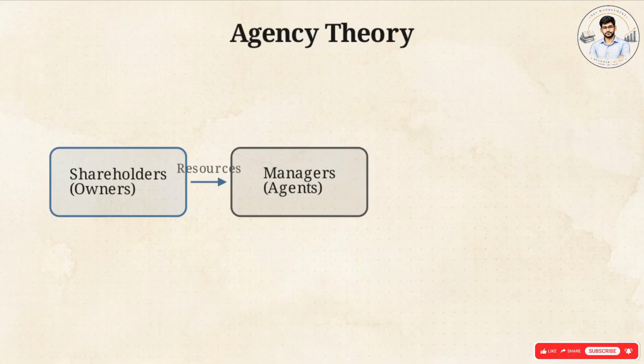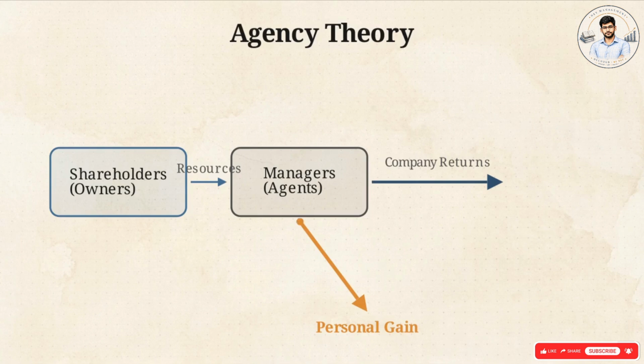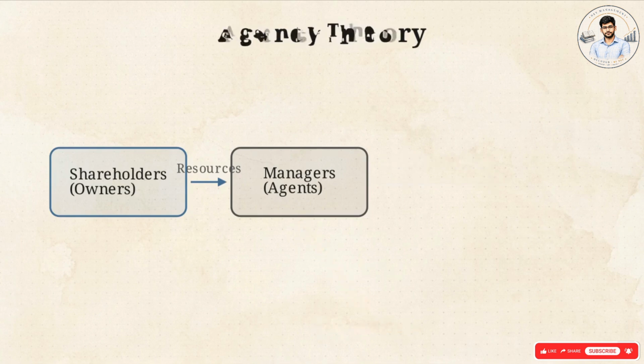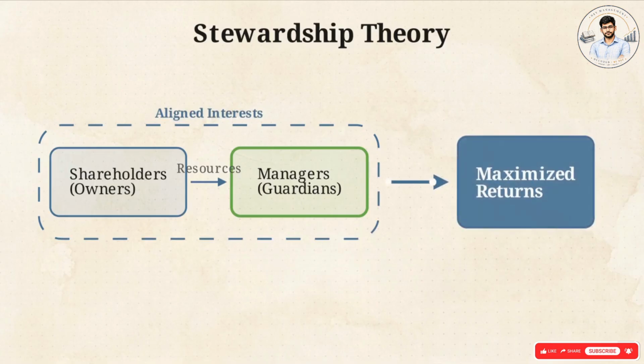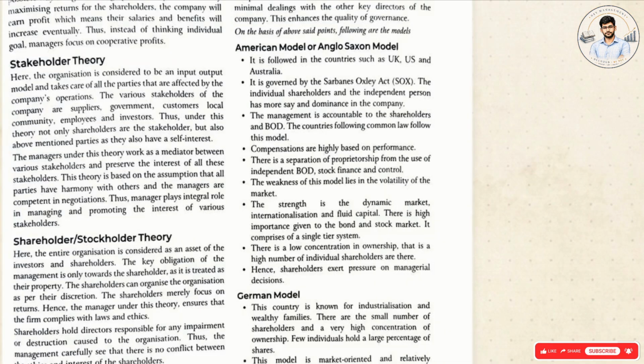The managers act as agents for the owners, but they might be tempted to exploit resources or take massive risks for personal gain. Conversely, stewardship theory posits that these managers act as inherent guardians of the corporation, naturally motivated to maximize returns and protect the shareholders' interests. To manage this relationship, different regions use different structures, as detailed in this textbook breakdown of corporate governance models.